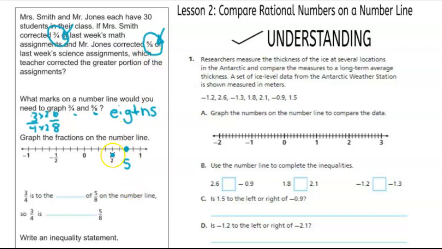And then the other one is 5/8, which is going to be right in front of it. I'm going to mark it in a different color though, so you guys can see it a little better. And I'm going to mark this one with a J for Jones.